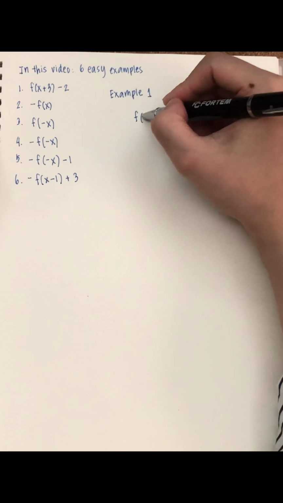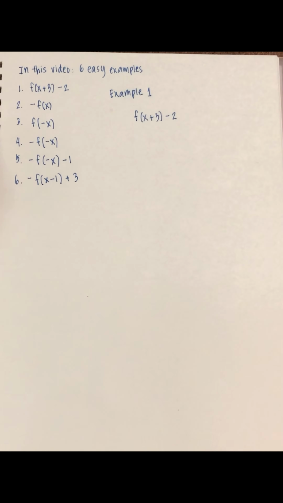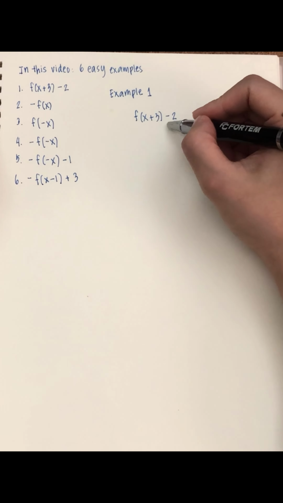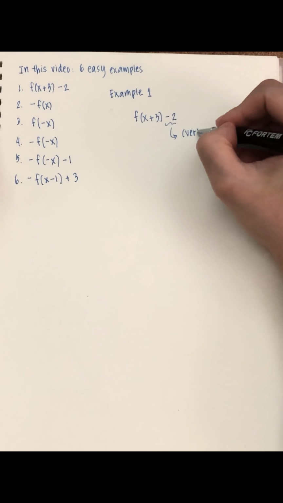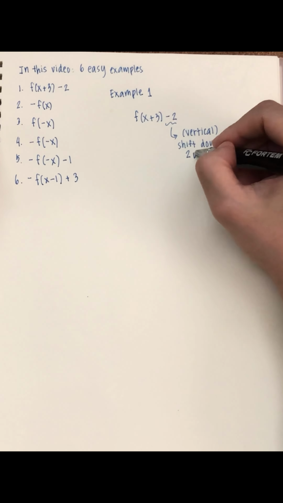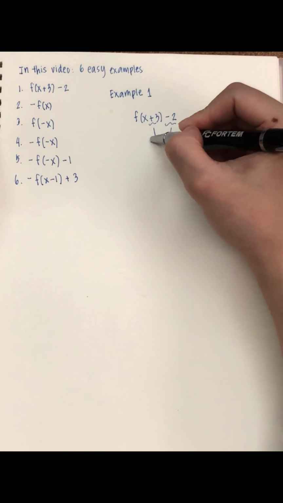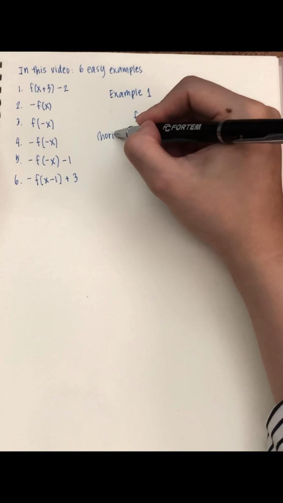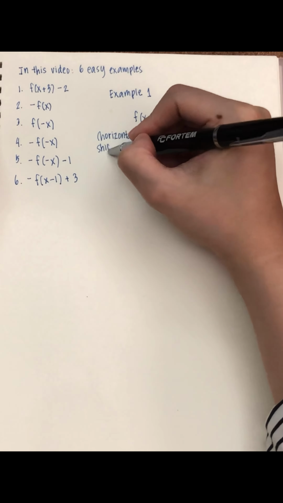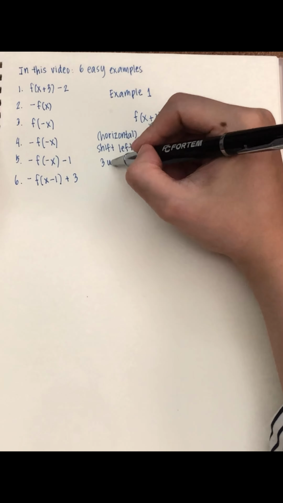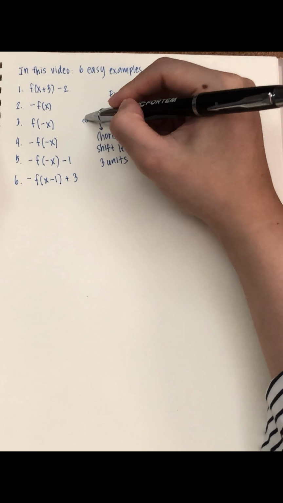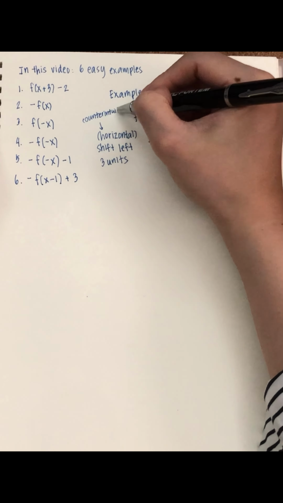Example 1, f of x plus 3 minus 2. This has 2 transformations. The minus 2 means that there is a vertical shift down 2 units. And the plus 3 inside the parentheses, however, means that there is a horizontal shift to the left 3 units. I know, plus 3 looks like a shift to the right, but horizontal transformations are counterintuitive.